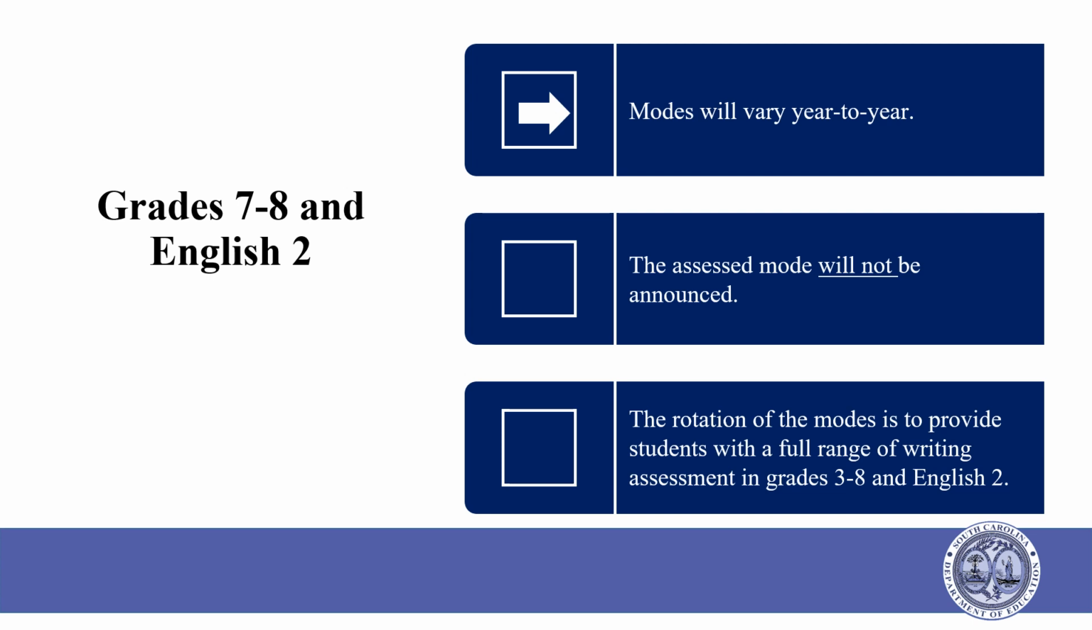The modes of writing for grades 7, 8, and English 2 will vary from year to year. OAS will not announce the assessed mode. The rotation of the modes is to provide students with a full range of writing assessment in grades 3 through 8 and English 2.